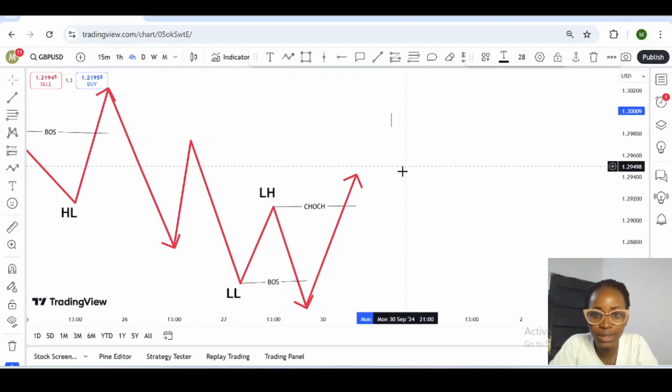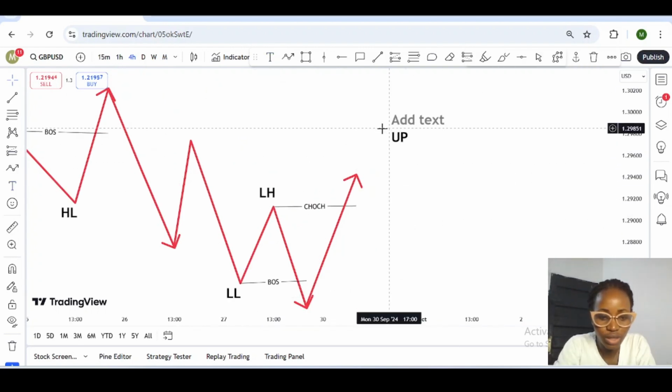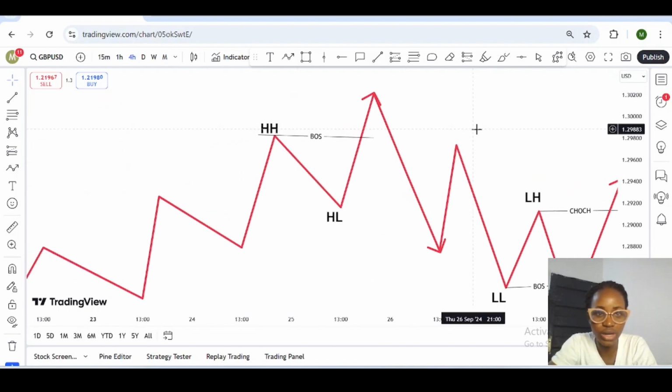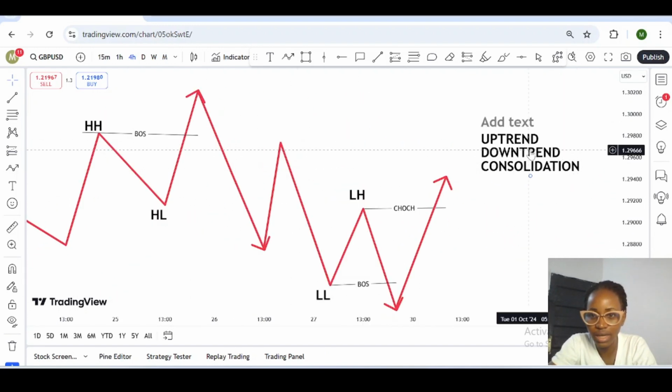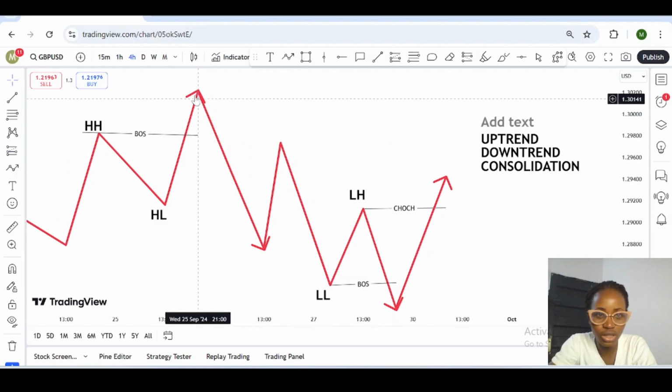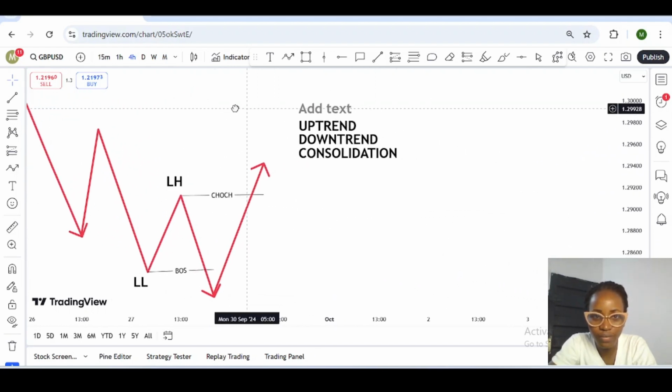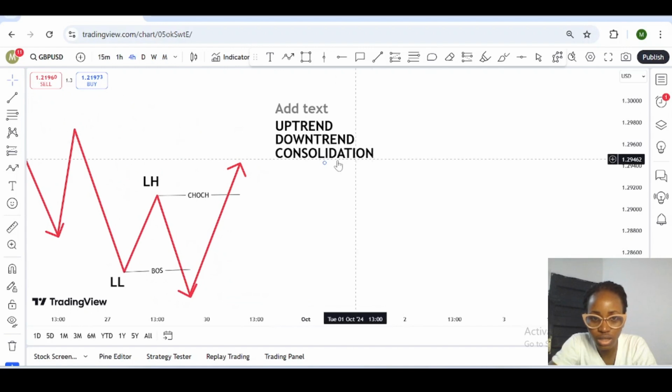So the market has three phases. It has what is called an uptrend. It also has what is called a downtrend and what is called a consolidation. So the market has three phases. It has an uptrend, which is this one here. It has a downtrend, which is this one here, and it also has another phase called consolidation.